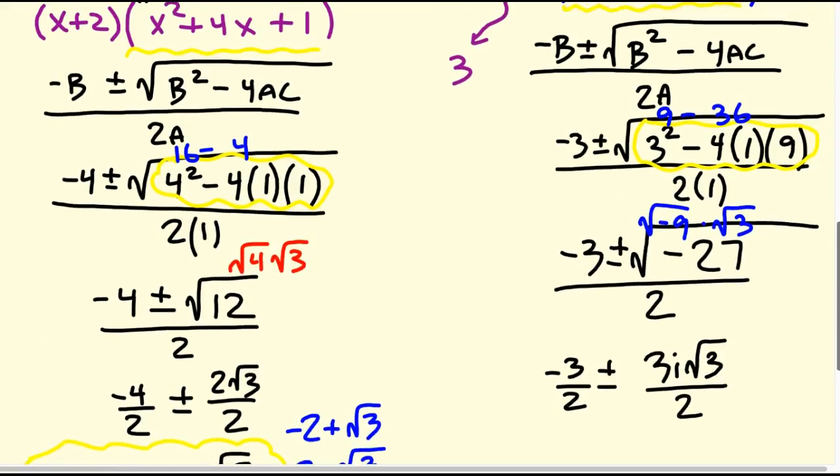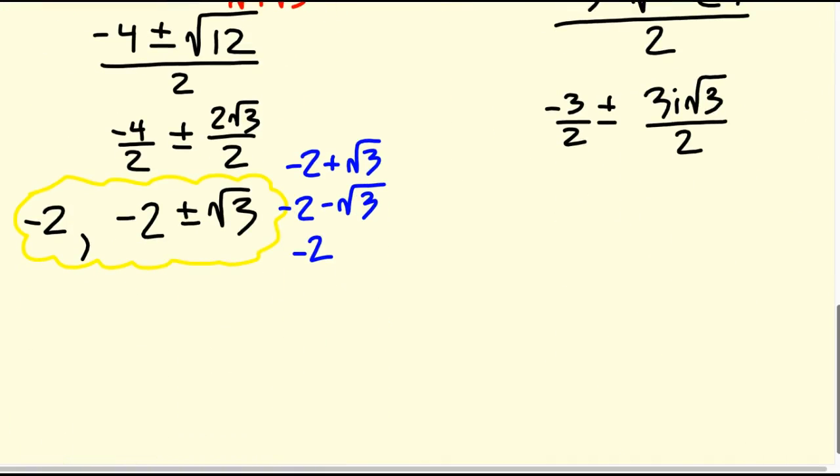So this one will have three solutions. It will be positive 3, and then negative 3 plus or minus 3i root 3 all over 2.